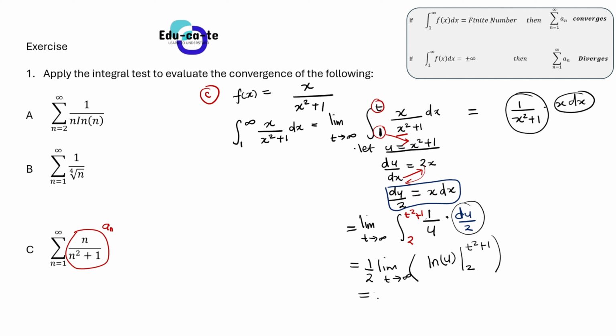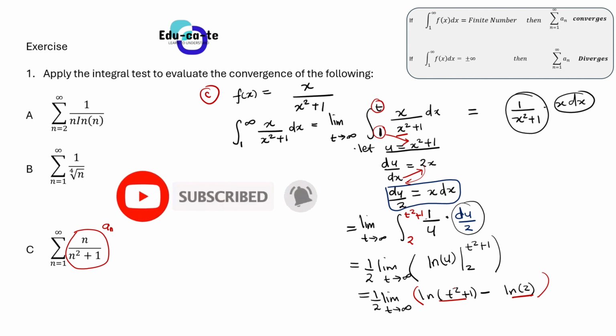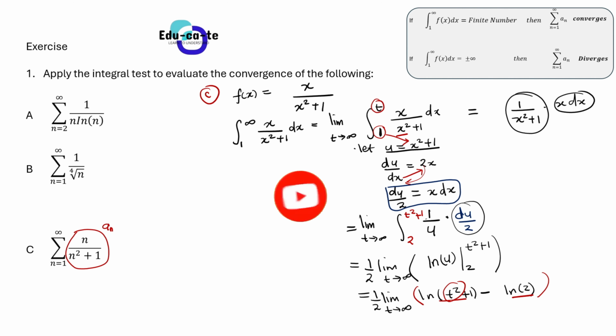And then here, this is going to give you 1 over 2 into the limit as t approaches infinity of ln. Where there is u, you put t squared plus 1, and then where there is u, you also put the lower bound 2. So in this case, you have the limit as t approaches infinity for the first one, as well as for the second one. So you can distribute the limit inside the bracket. Now as t becomes bigger and bigger, the expression t squared plus 1 will also become bigger and bigger. So the answer here will just be infinity.